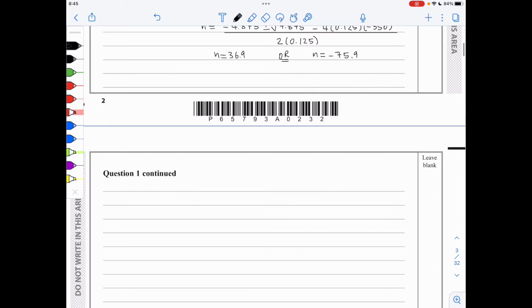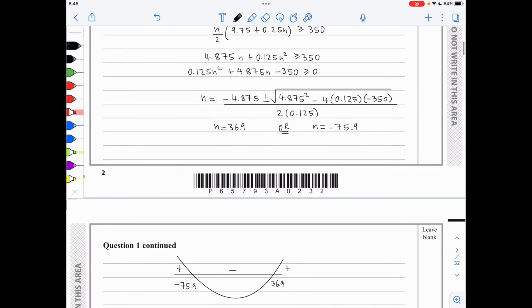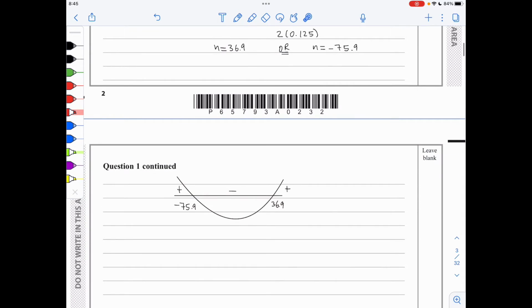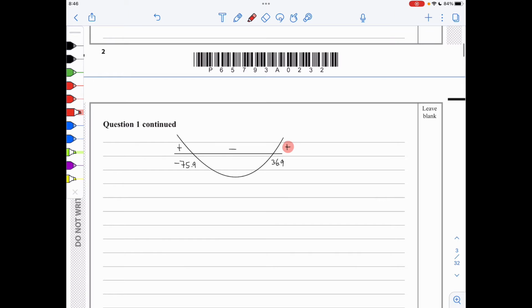We know that this is a quadratic inequality. I solve this graphically. It's a smiley face, with critical values at negative 75.9 and 36.9, and the signs go plus, minus, plus. We need it to be greater than or equal to 0, and we also need n to be positive, so we must be here. The first integer within the solution set is 37, and therefore I can conclude that we will need 37 weeks.